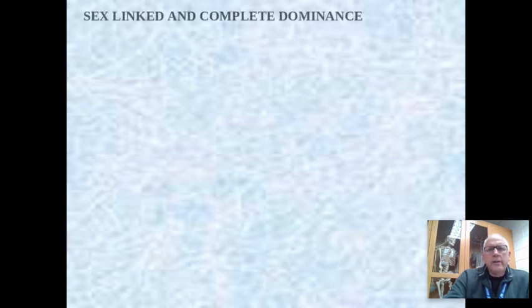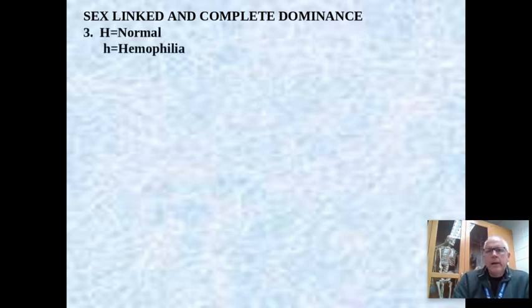What I mainly want to get to today are sex linked. As soon as you see sex linked, I talked about this in class, that's going to be your X's and Y's. We'll put both of these on the quiz. So a sex linked complete dominant, here's what we got. Let's say normal is big H, little h is hemophilia. Hemophilia is a blood clotting disorder. Not a good disease to have, but look what happens.